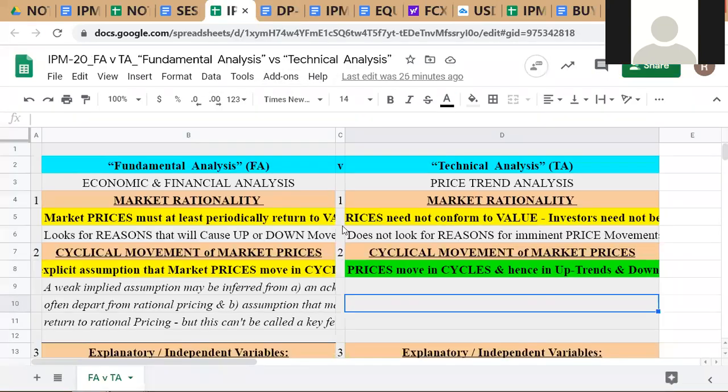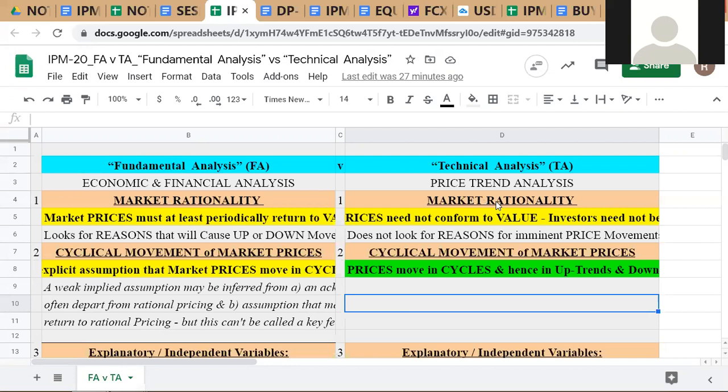So we are now discussing the second point, that is, what is the difference when it comes to this question of cyclical movement of market prices: do market prices move in cycles? The first point was market rationality. Both these methods are asking, are markets rational? Same question here. Here the answer is yes, at least partially, at least periodically, they must return to my estimate of fair value. And then here the answer to the same question is no.